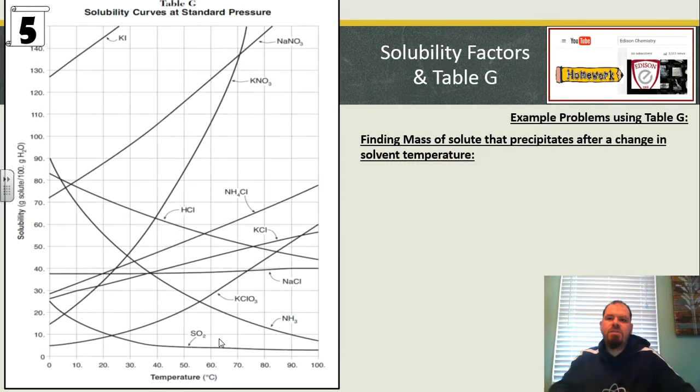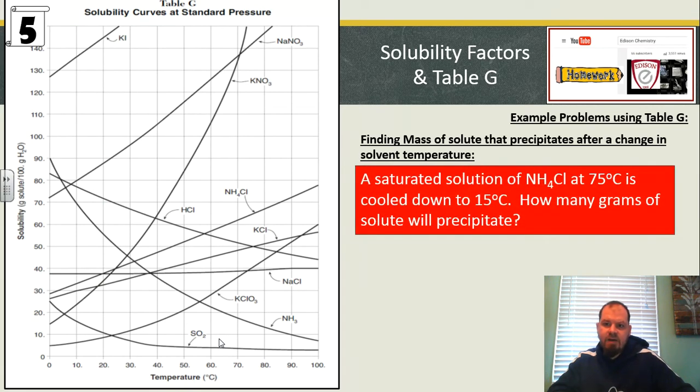Okay, a few more examples, a different kind of example now. So change in temperature. So now we got to look it up twice. You'll see that this is still doable. We're just going to subtract the two values. Okay, so 75 degrees is cooled to 15 degrees. How many grams will precipitate out? So in the notes we just took, we're just going to get those two values and subtract them.